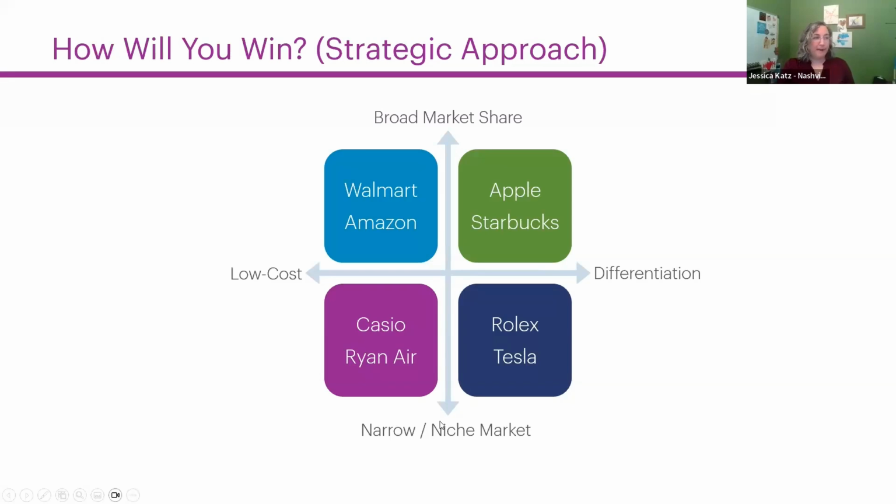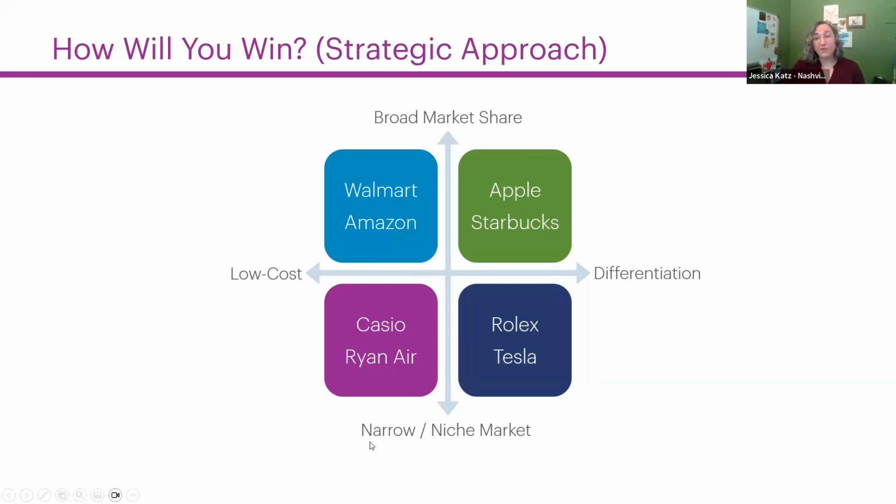As we move down to the bottom, we see a narrower niche market. Tesla is a niche market, though it may be becoming less niche. Right now, it's a niche market in the electric vehicle business, and it's trying to differentiate as being almost a status symbol, right? Rolex too has a status symbol feel to it. A narrow niche market of people that can purchase these items, and they're differentiating in those ways.